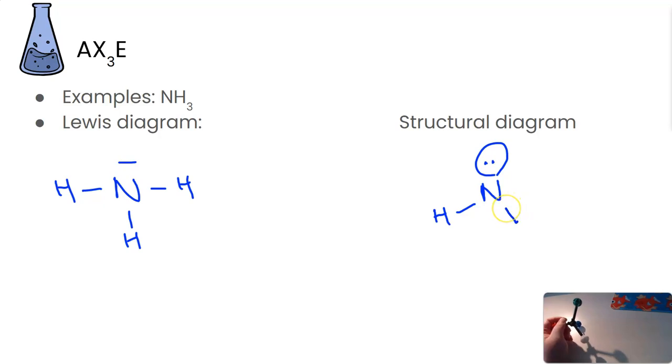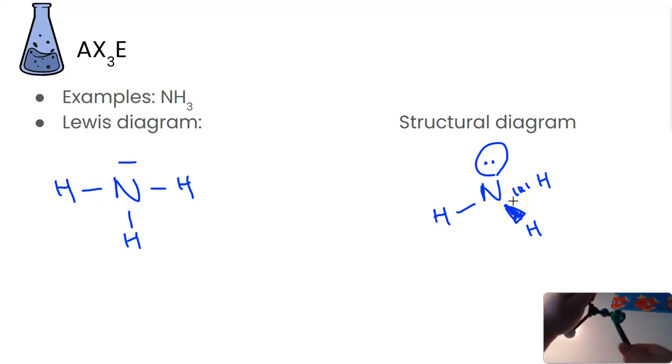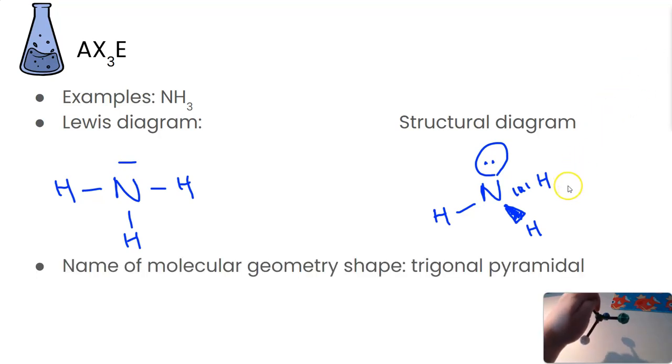There's no good way to really draw a lone pair using wedges or dashes, so we're going to use that lone pair in that plane with this particular hydrogen, and then we have one hydrogen coming towards you and then the other going away from you. So towards you, away from you. If you take a look, it very much looks like a pyramid. It has a triangular base, and that's why the name of this shape is going to be trigonal pyramidal.